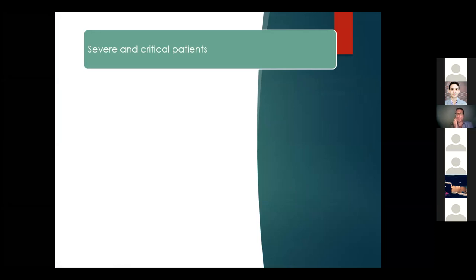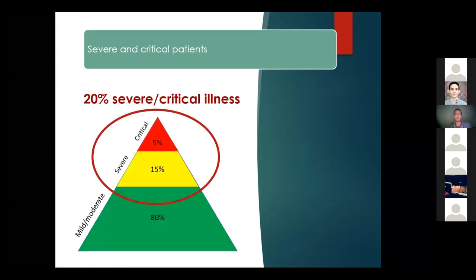So if we move on to a little bit about the types of patients, we're talking about the severe and critical patients. This is a classic pyramid that came out at the start of the pandemic, still used a lot today. There's currently quite a bit of research questioning these numbers, but so far they're the best we have. But severe patients are roughly 15% of the COVID cases. And then at the top, you have these patients who have critical COVID disease, roughly 5% of the patients. So these are the ones who require oxygen.